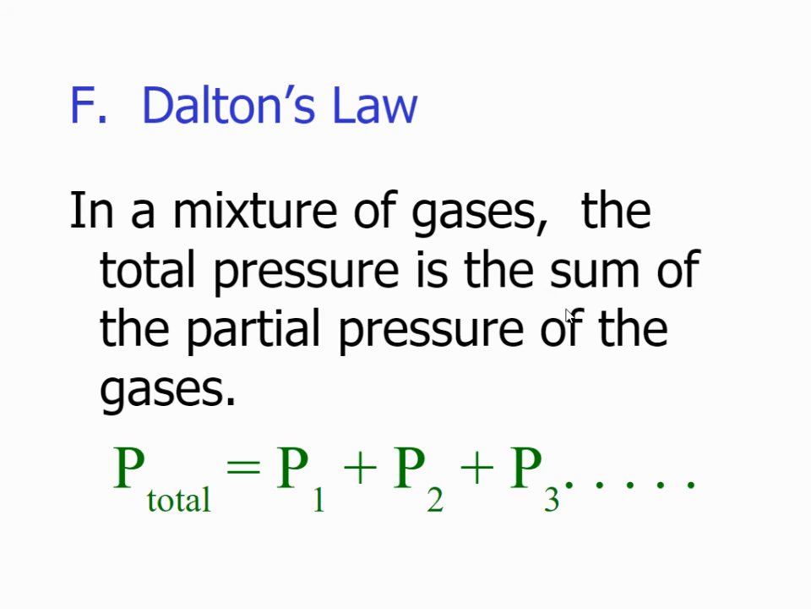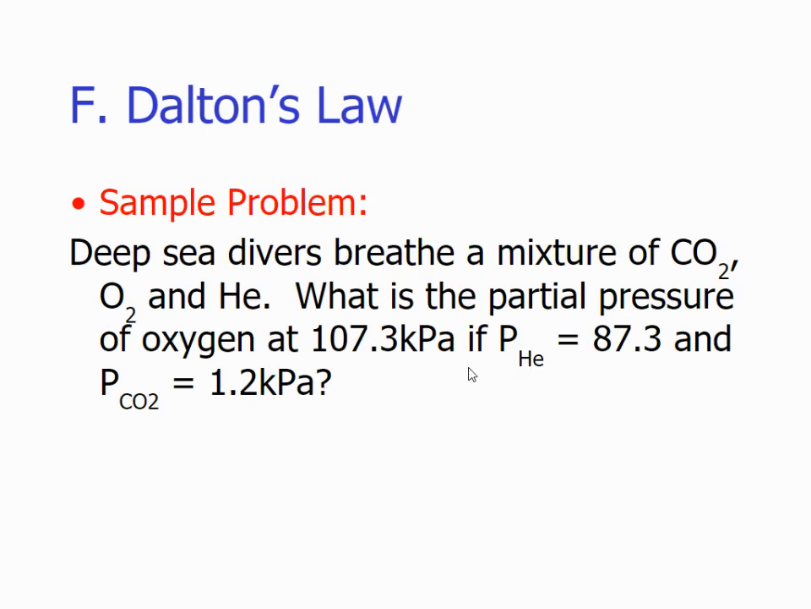So in a mixture of gases, the total pressure is the sum of the partial pressures of the gases. So we have to figure out the pressure of each gas, add them all together, and that gives you your total pressure. So for instance, deep sea divers breathe in a mixture of CO2, O2, and helium. So the partial pressure of oxygen is this.